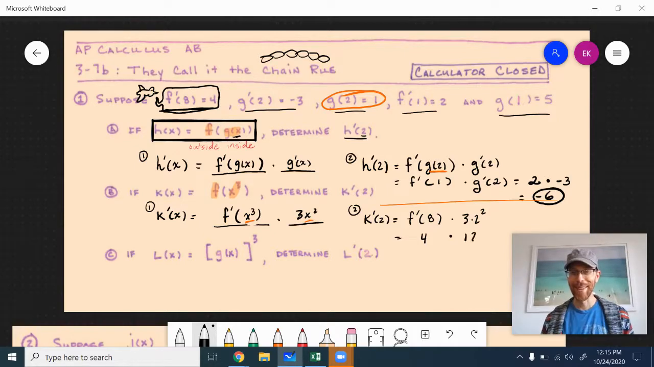3 times 4 squared is 12. 4 times 12 is 48.